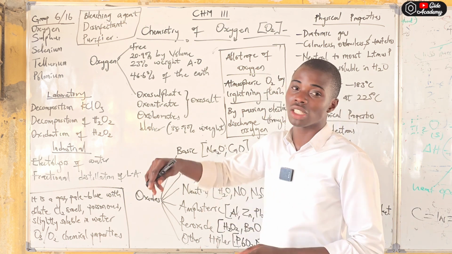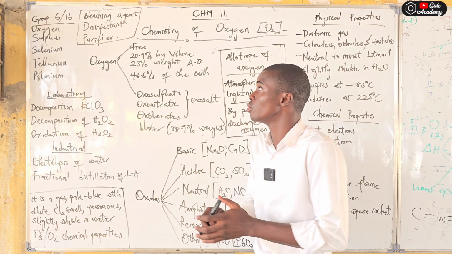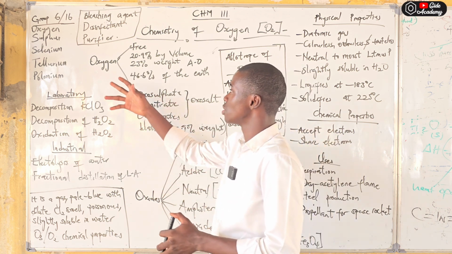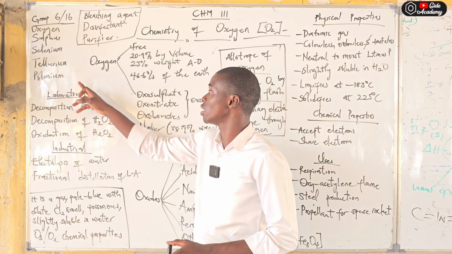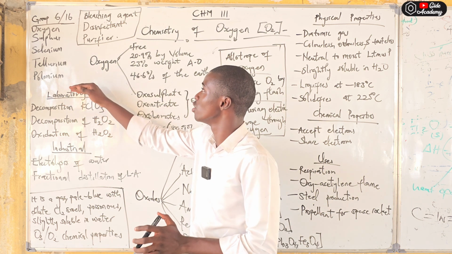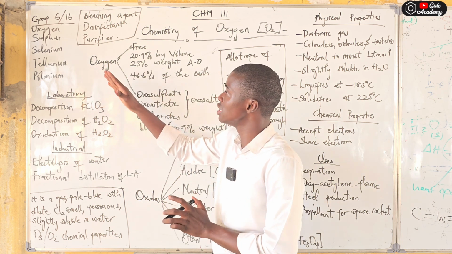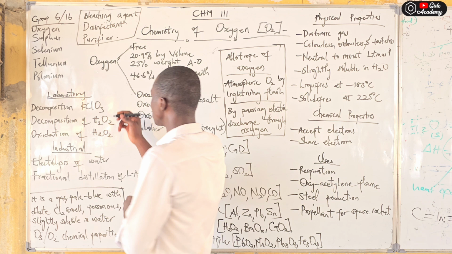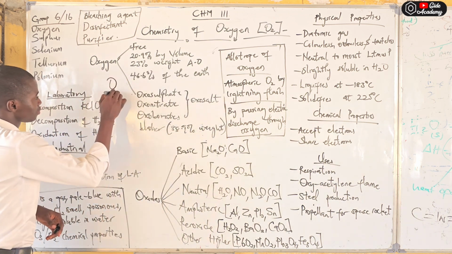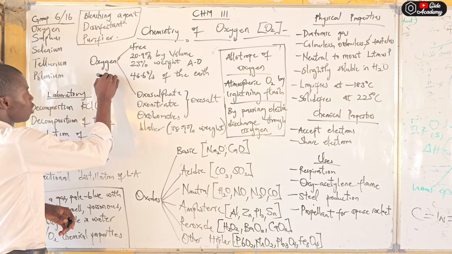We already know that oxygen belongs to group 6 or group 16 in a standard periodic table, and we have other elements in group 16, which are sulfur, selenium, tellurium, and polonium. So these are the group 16 elements in the periodic table. There's something I want you to take note of. Oxygen has the atomic number of 8, the mass number of 16.